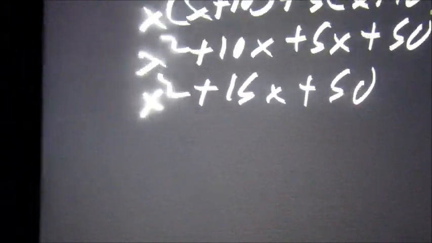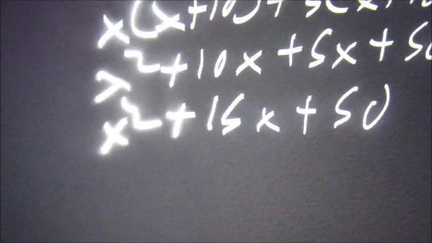Okay, we could do it like that, or what we could do is what's called the FOIL. I'm going to write that again. X plus 5 times x plus 10.